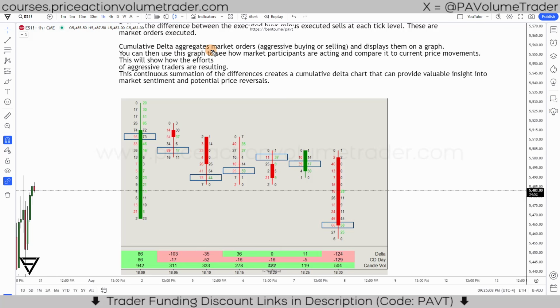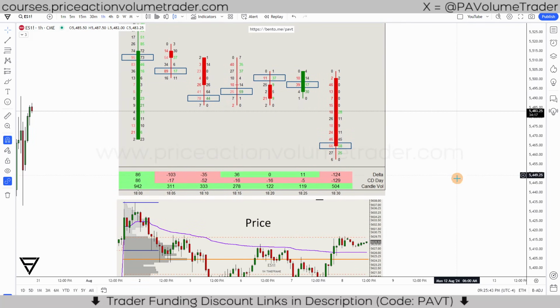So the cumulative delta aggregates market orders, so aggressive buying or selling, and displays them on a graph. You can then use this graph to see how market participants are acting and compare it to current price movements. This will show how the efforts of aggressive traders are resulting. This continuous summation of the differences creates a cumulative delta chart that can provide valuable insight into market sentiment and potential price reversals.